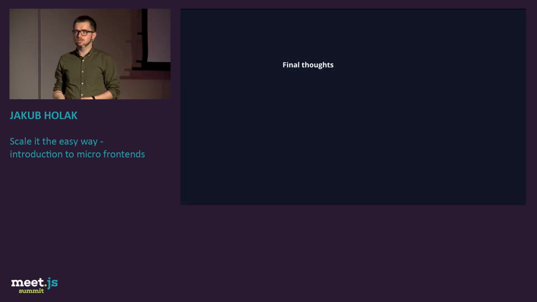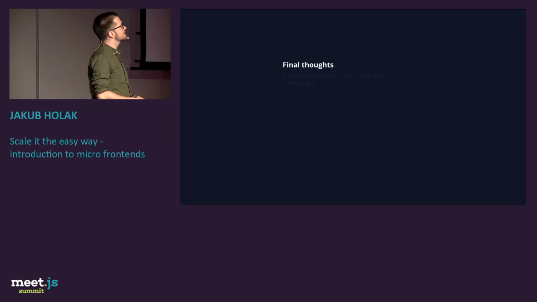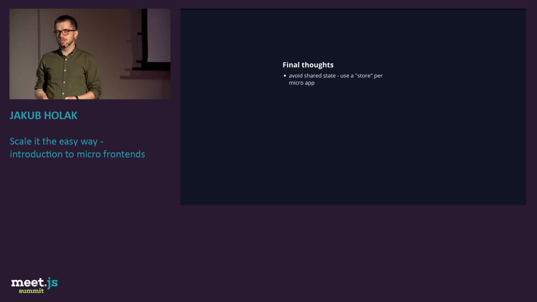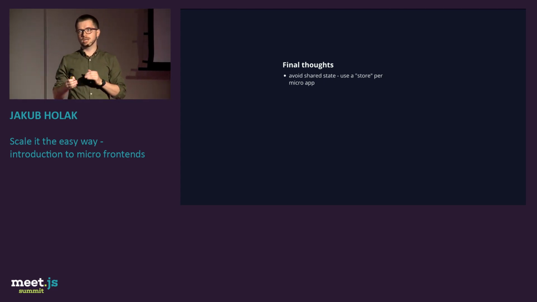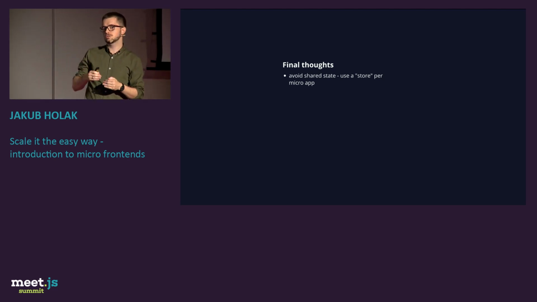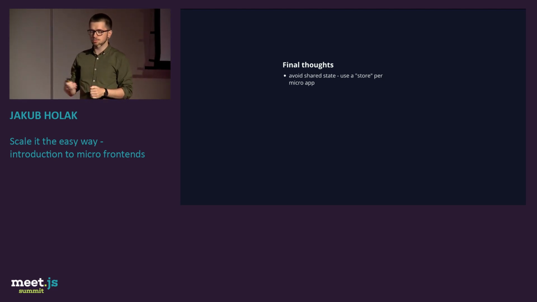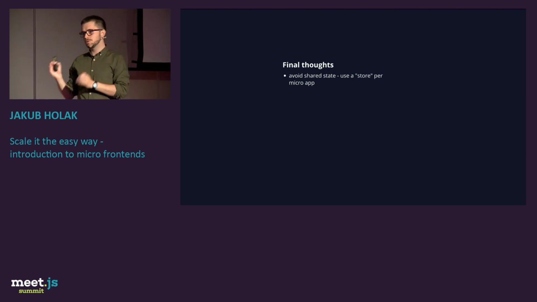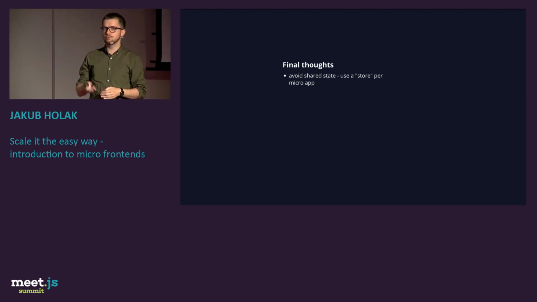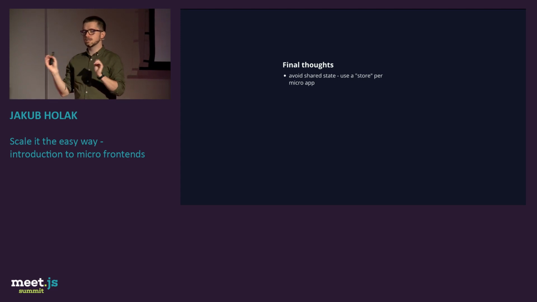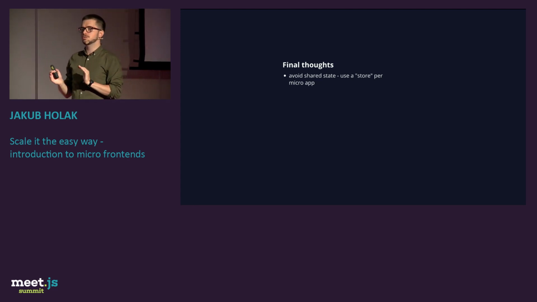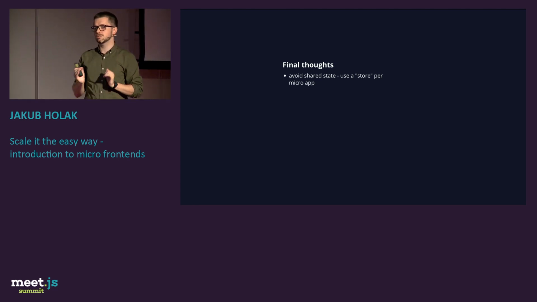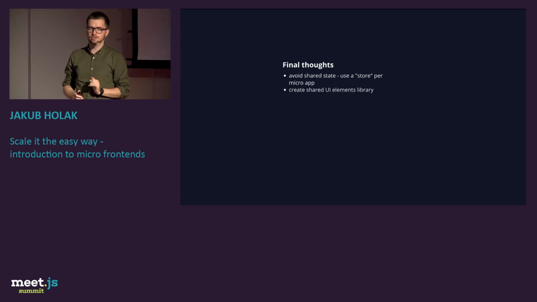So, some final thoughts from the battleground with micro frontends. First of all, if you decide to use micro frontends or separate apps in your monolith, avoid shared state. If you want to use Redux or any other state management, every application should have its own store. And if you want to exchange information between micro frontends, just use events and let your application react to the event. Shared state is bad here.